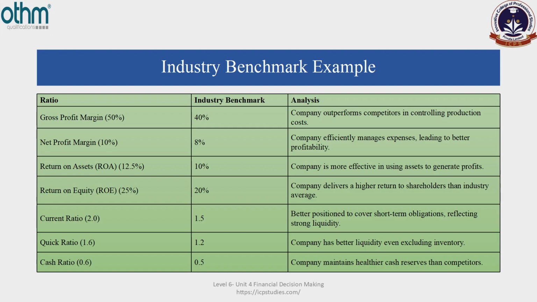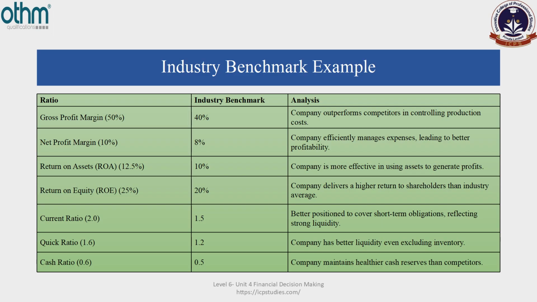So here is some example. For example, if gross profit margin from our example was 50% and industry benchmark was 40%, it means that the company outperforms competitors in controlling production cost. Our net profit margin was 10%. For example, industry benchmark is 8%, which means that the company efficiently manages expenses leading to better profitability.